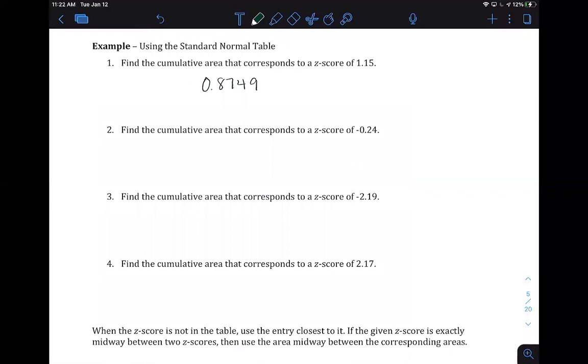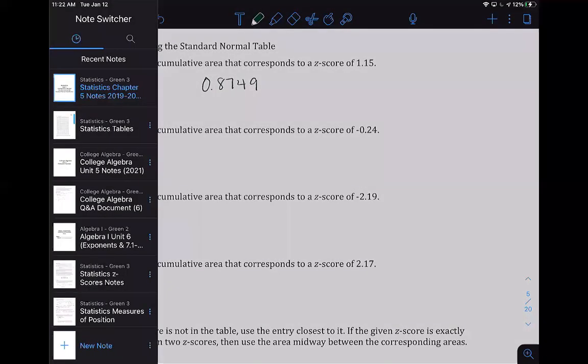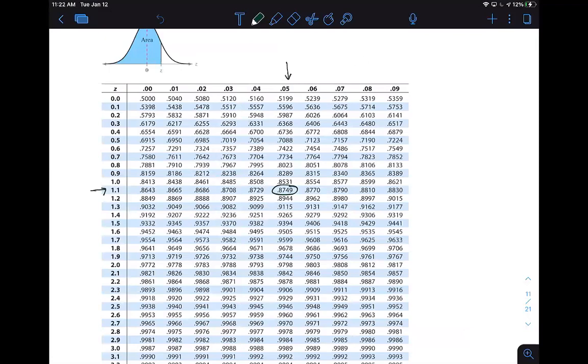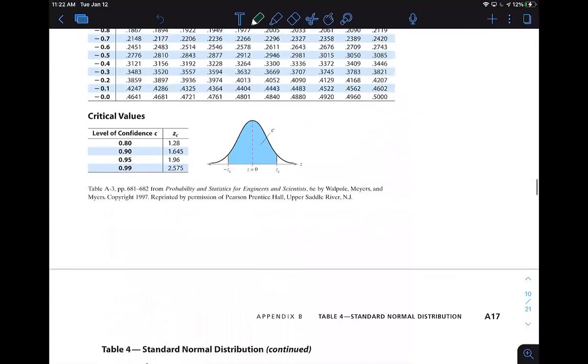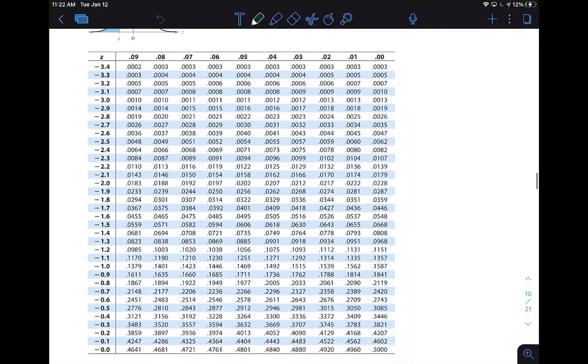So the next one, find the cumulative area that corresponds to a z-score of negative 0.24. Looking at your tables, we're going to go to negative 0.2. And then the thing you have to be careful about on the negative one, it goes backwards. Okay. So if you look at the top, 0.04 is further to the right. And what would that area be? 0.4052.